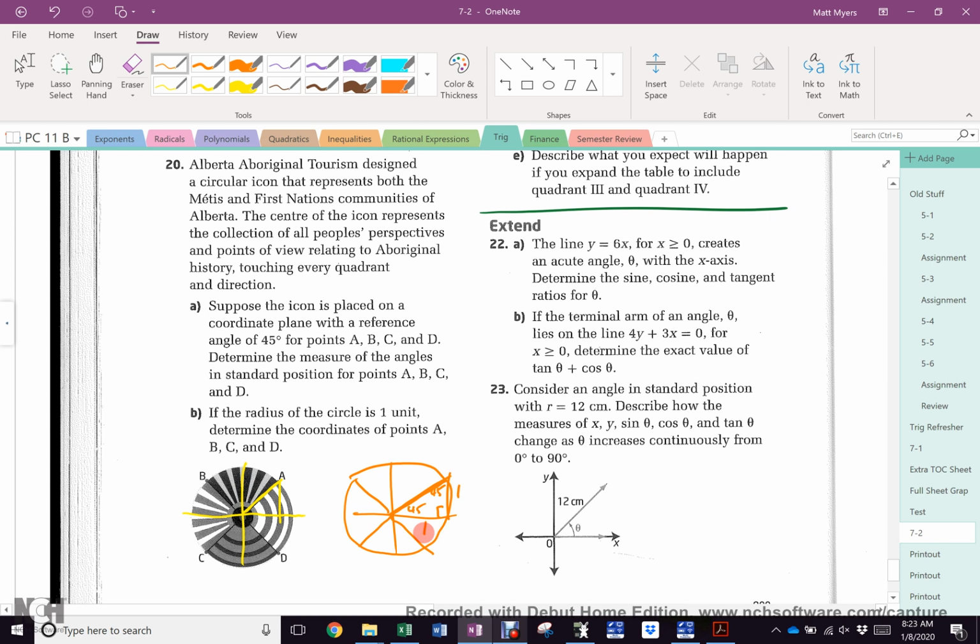So I went out 1, I went up 1. What's that guy's coordinates? 1, 1. What's this guy's coordinates? -1, 1. What's this guy's coordinates? -1, -1. What's this guy's coordinates? 1, -1. Done. Yeah? All right.